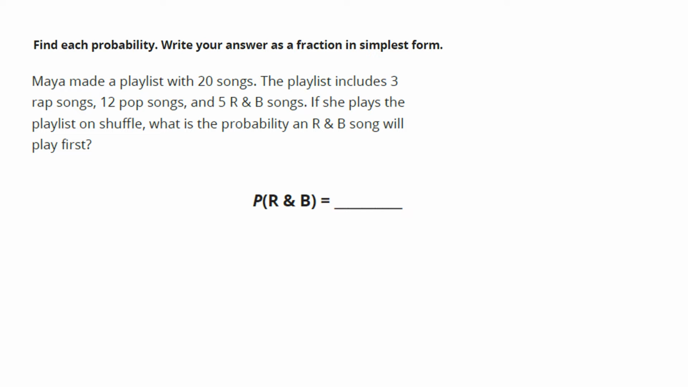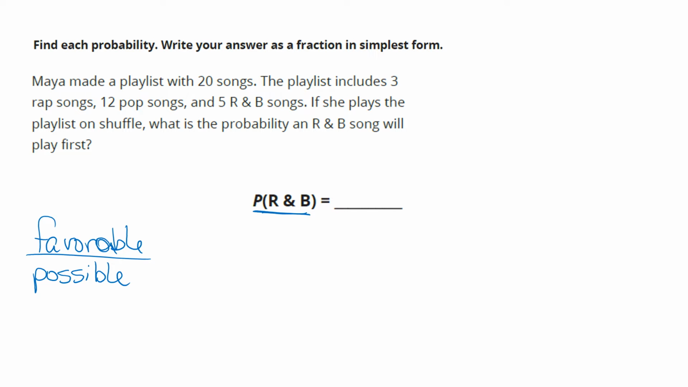The next example, Maya had a playlist of 20 songs. The playlist included 3 rap songs, 12 pop songs, and 5 R&B songs. If she plays the playlist on shuffle, what is the probability of an R&B song being played first? So again, this just says probability of R&B. You have your favorable over your possible outcomes.